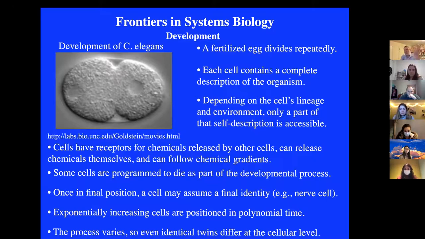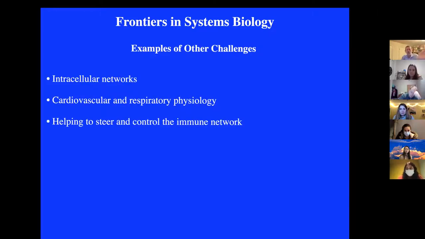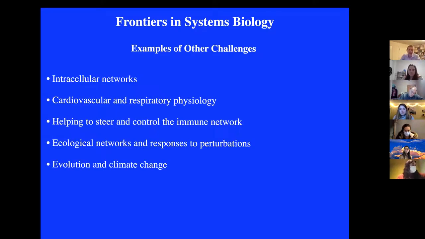So I've talked about protein folding, local plasticity and global behavior and development. Briefly, intracellular networks, cardiovascular and respiratory physiology, helping to steer, control the immune network, ecological networks in response to perturbation. And finally, evolution and climate change. These are open areas. Any person who has a systems biology background who chooses could spend an entire career studying these very exciting and important questions.